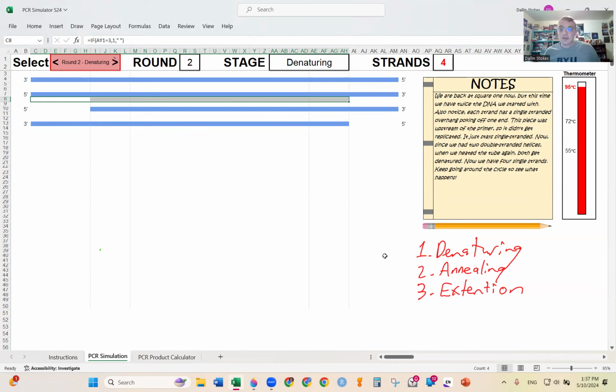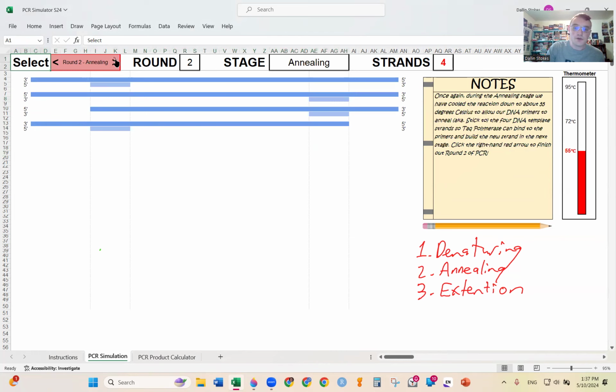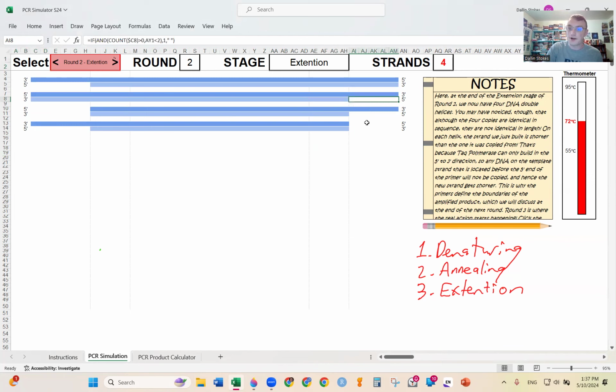So now we're going to do step 2, which was the annealing step. So now our primers are going to come in and stick down. Then we do step 3, we do extension. Now notice, again, we didn't copy anything before the primer, right? Here or here, and we didn't copy it over here or over here. So notice when I do this again, now we've gone up to 4.